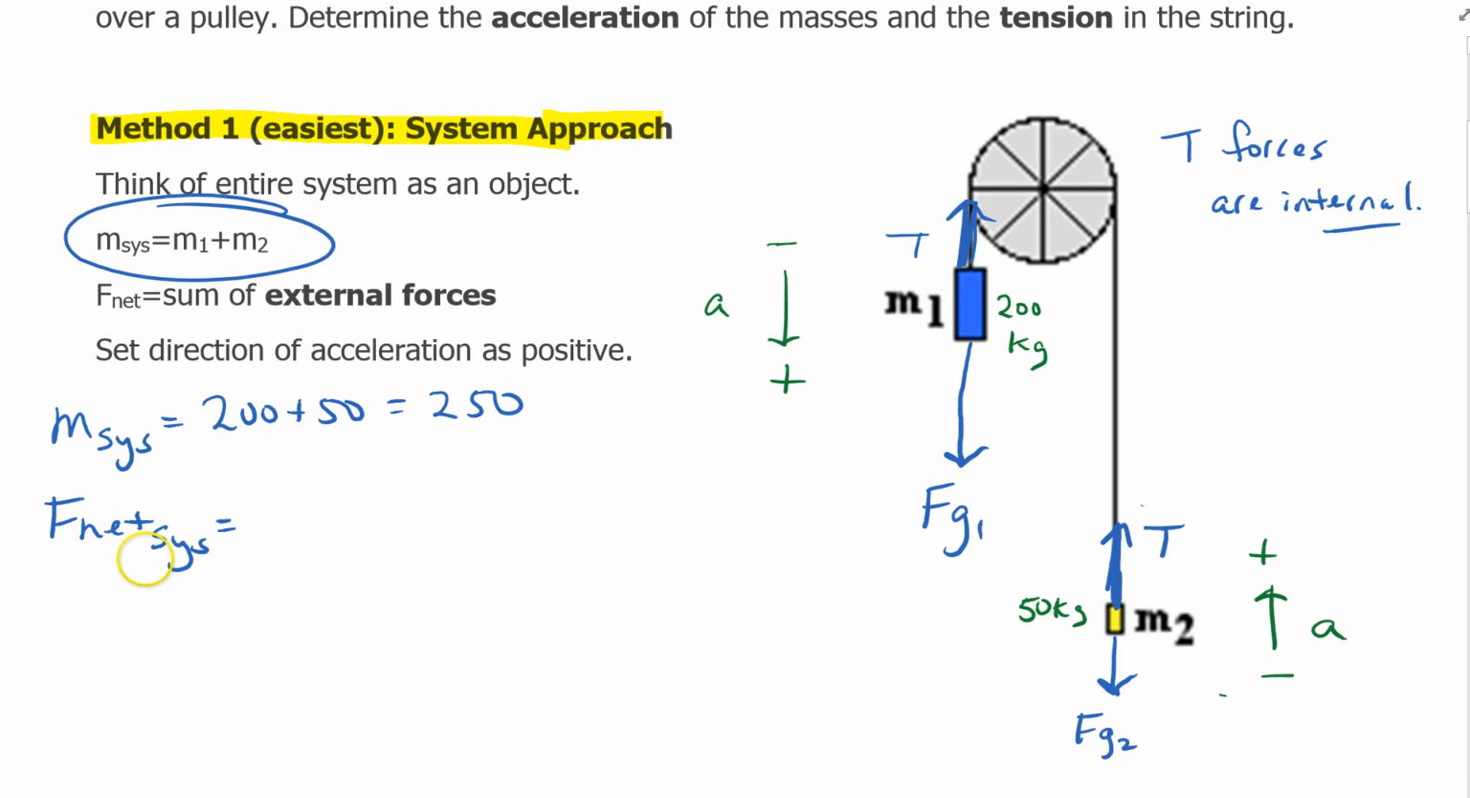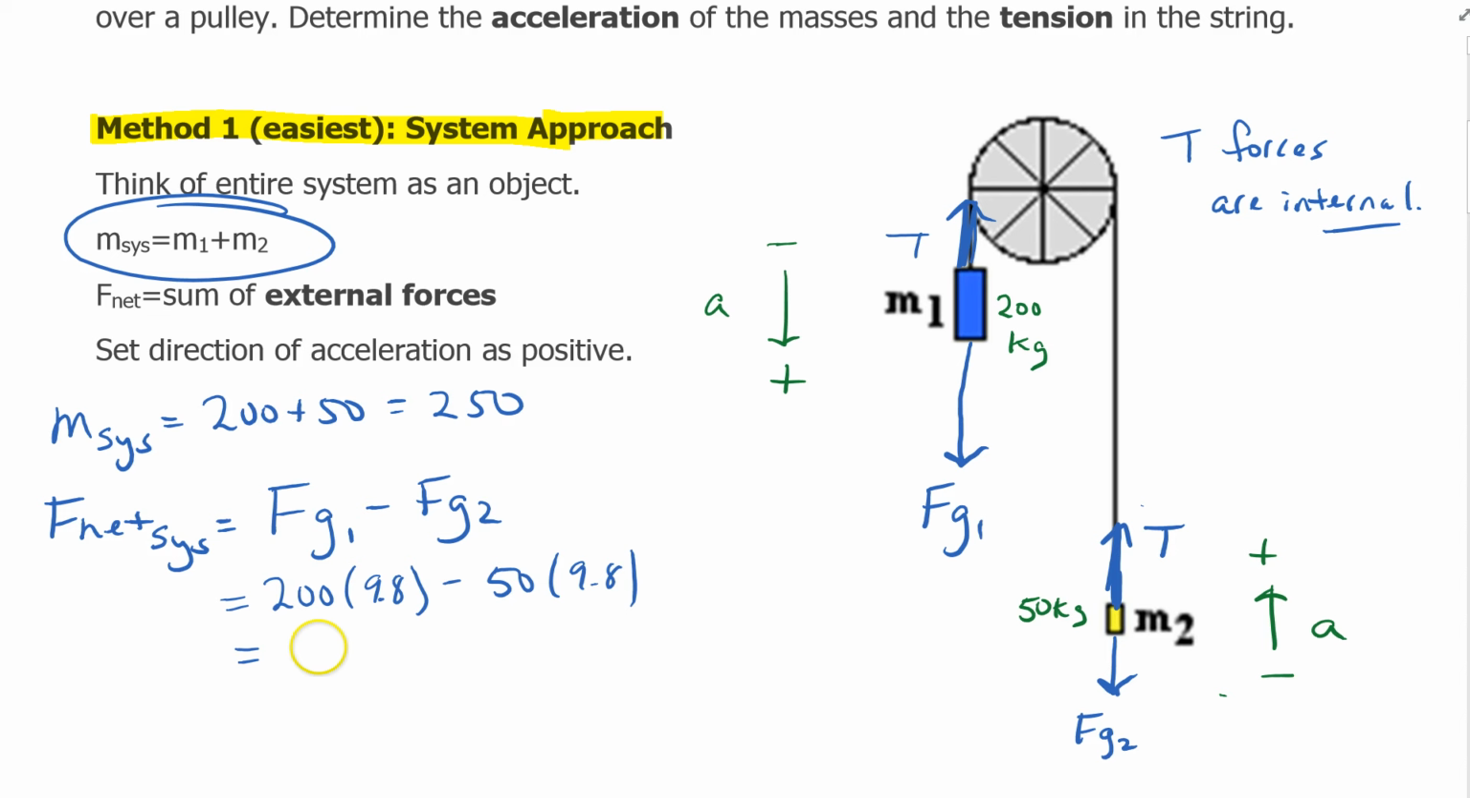So now when I go over here to F net of the system, I'm not going to consider the tension forces. I'm just going to think about Fg2 and Fg1. Fg2 is in the negative direction, Fg1 is in the positive direction. So I'll say Fg1 minus Fg2. Because Fg2 was in the negative direction, so it's a negative. Now if I wanted to actually calculate those, the force of gravity is the mass times 9.8, minus this mass, which was 50, times 9.8. I might even consider and say, hey, this is the same thing as 150 times 9.8.